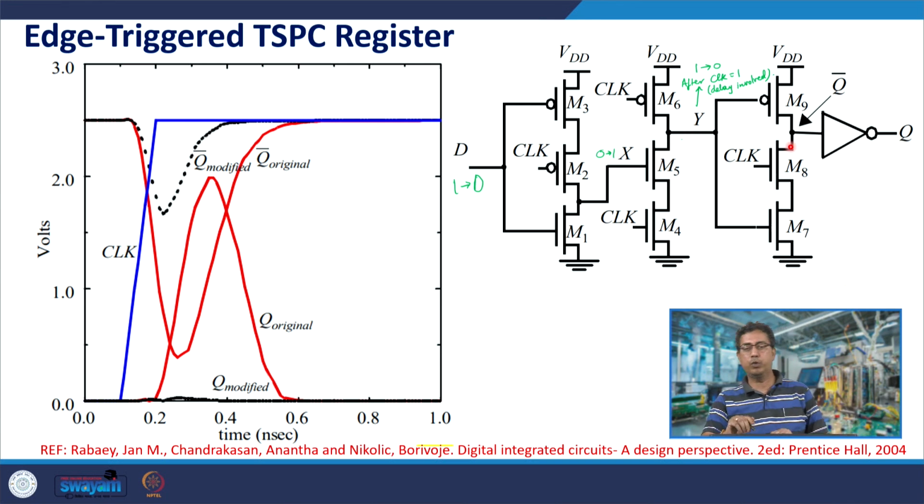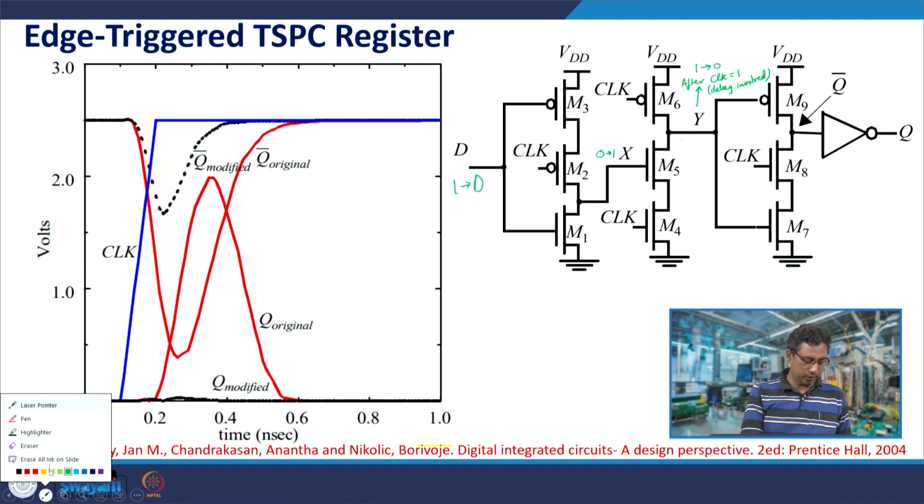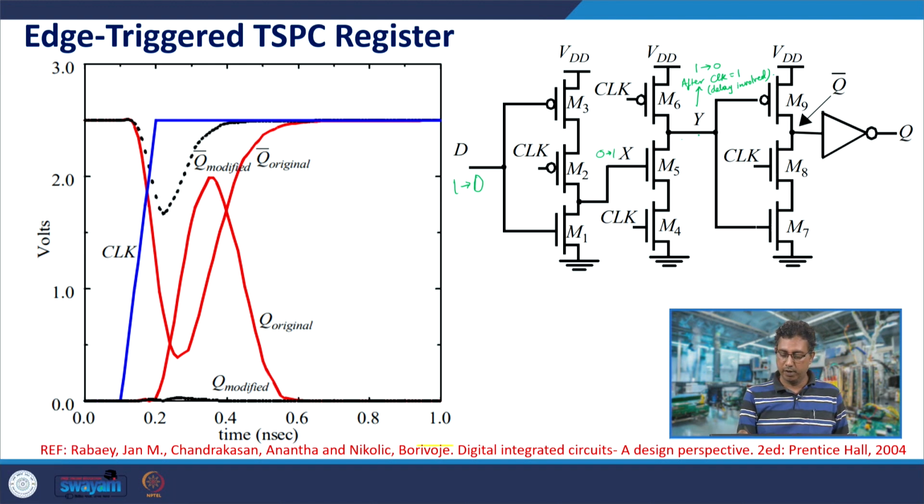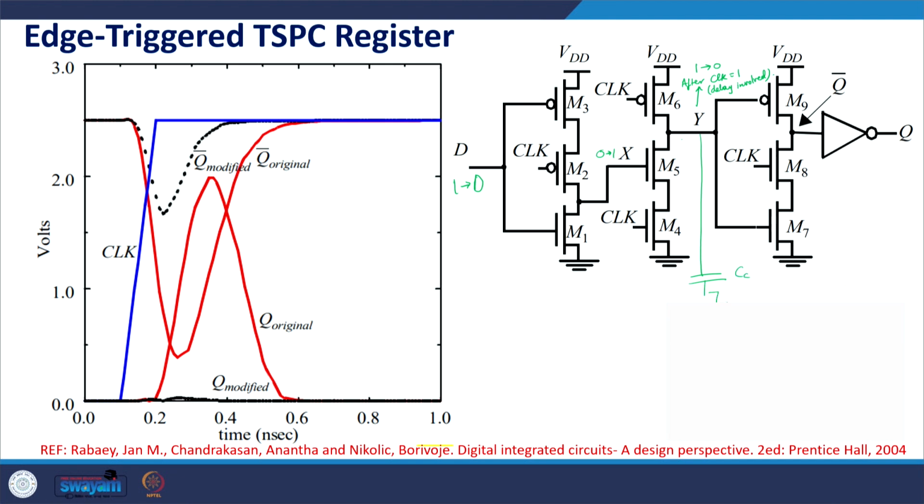Dynamic nodes have a problem that any noise, or suppose there is a coupling capacitance from here to some other circuit, and you find a low going transition here. Clock is 0, X is 0, Y is supposed to be at VDD, but Y would see a fall from VDD because of this coupling capacitance. That can partially turn on M9, which is supposed to be off.